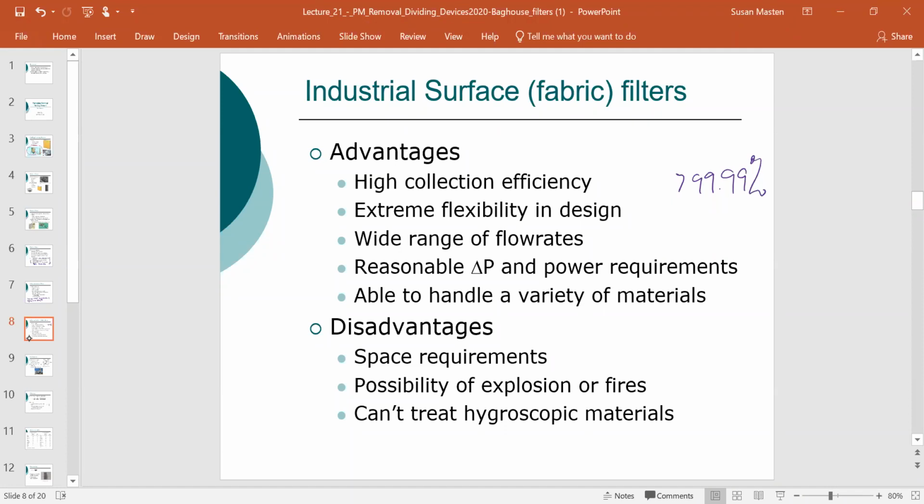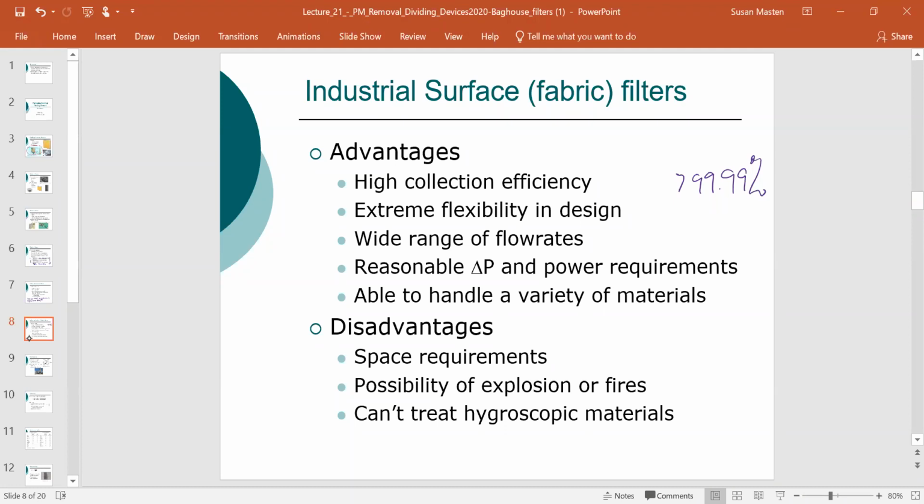These baghouse filters are essentially more forgiving. You're going to see less change in efficiency. So they're extremely flexible. You can operate these at a wide range of flow rates, and that allows you to change your operation, shut down a baghouse filter if you need to, and operate just with the others. They also have a reasonable pressure drop and power requirements, so that makes them ideal for these industrial settings, and they can handle a variety of materials.